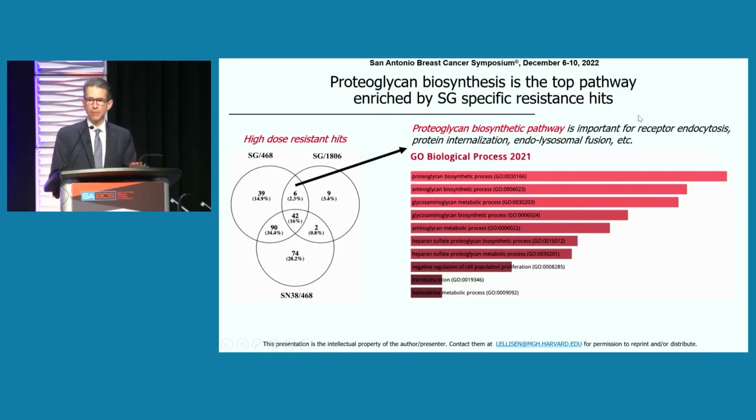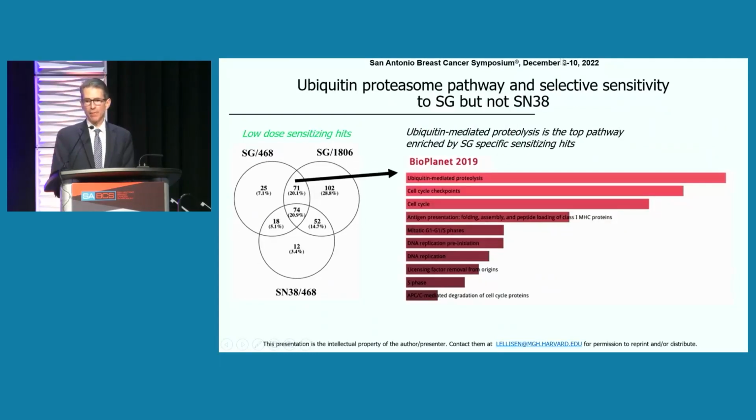And then conversely, we did the same experiment with inducing sensitization, right? Here we're thinking about hits that we could perhaps inhibit to combine. And this was quite interesting and, in fact, unexpected. Again, it's the same experiment, SG versus SN38, multiple TNBC lines, a lot of overlap, but a key set of genes whose loss induced substantial sensitivity, but only to SG and not to SN38, the topo-1 inhibitor itself. And interestingly, clearly the number one pathway was ubiquitin-mediated proteolysis.